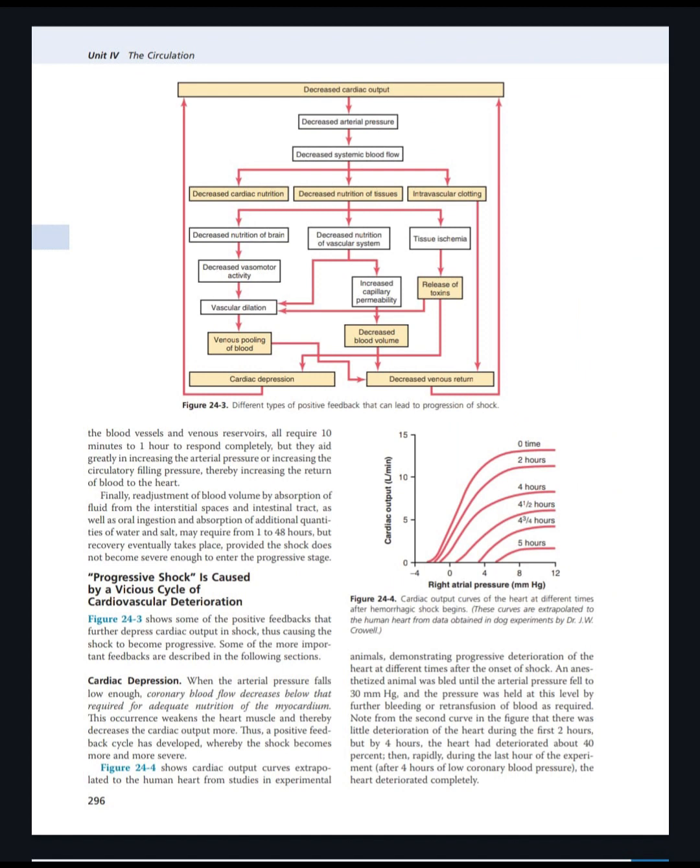The next is progressive shock, which is caused by the vicious cycle of cardiovascular deterioration. Cardiac depression: when arterial pressure falls low enough, coronary blood flow decreases below that required for adequate nutrition of the myocardium. Highlight this line. Now let's come to the next page and highlight this.